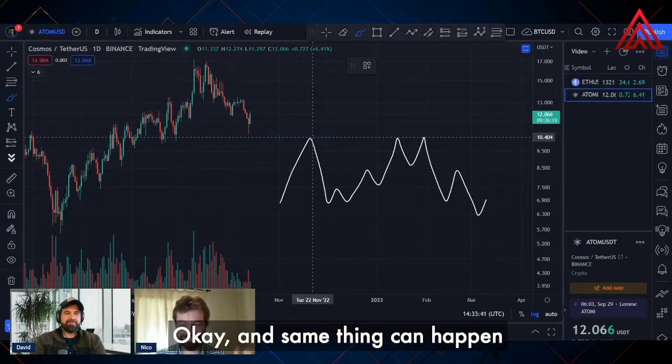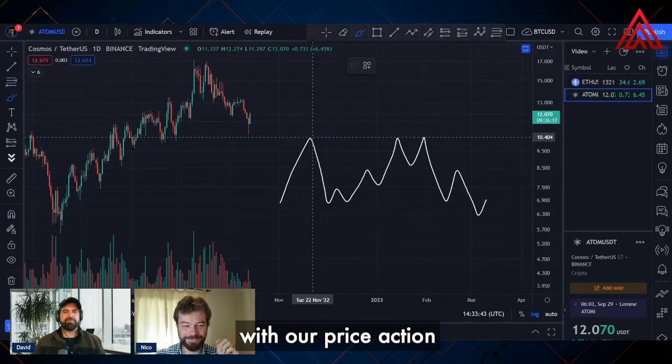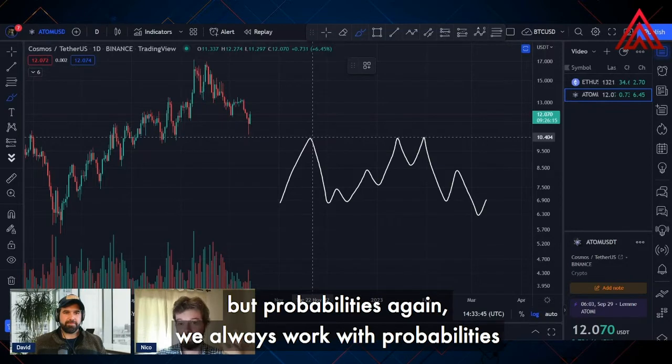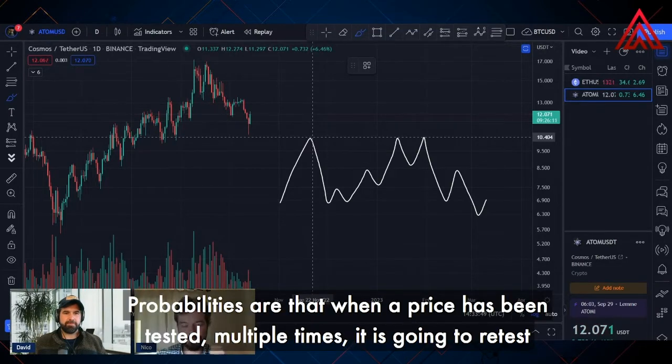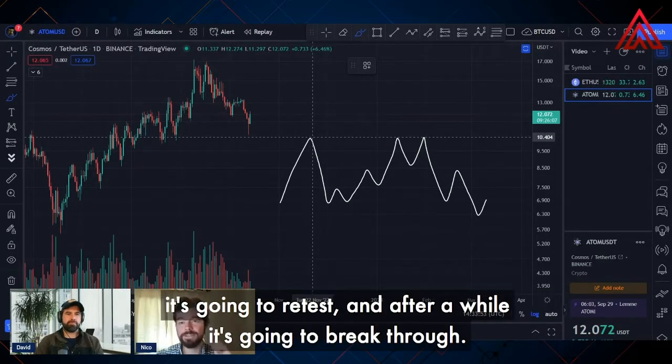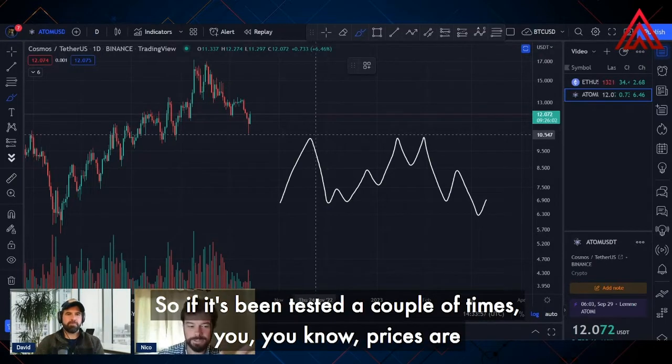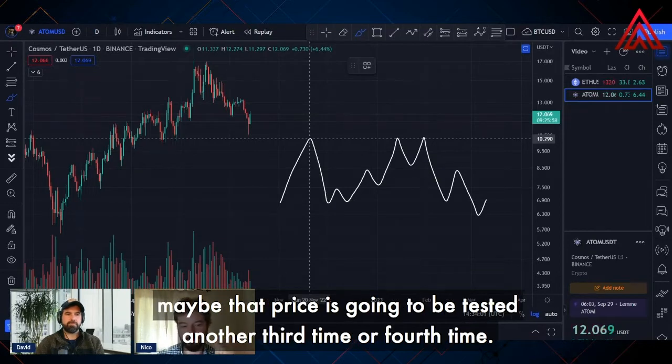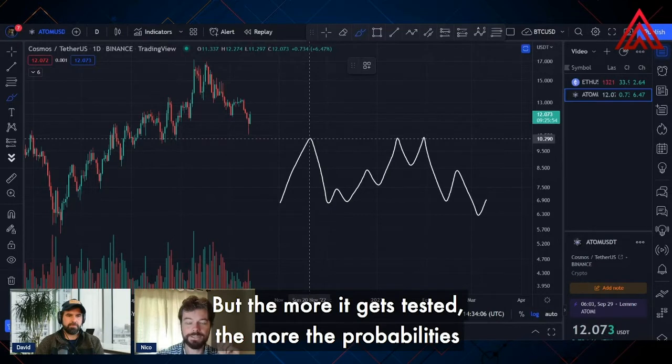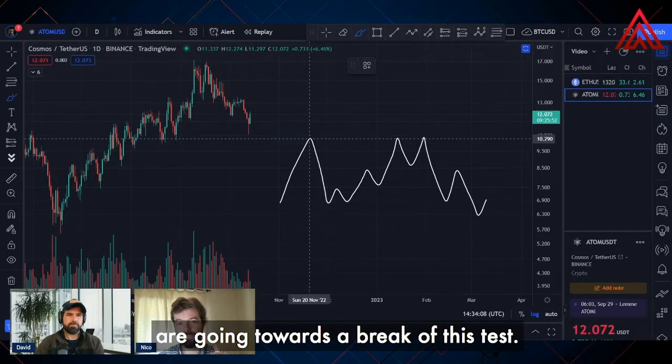Same thing can happen with our price action. But probabilities, again, we always work with probabilities. Probabilities are that when a price has been tested multiple times, it's going to retest, and after a while, it's going to break through. So if it's been tested a couple of times, probabilities are maybe that price is going to be tested a third time or fourth time. But the more it gets tested, the more the probabilities are going towards a break of this test, obviously.